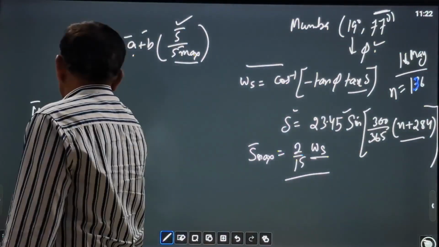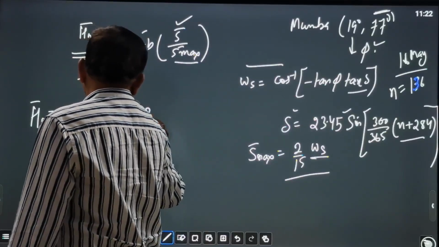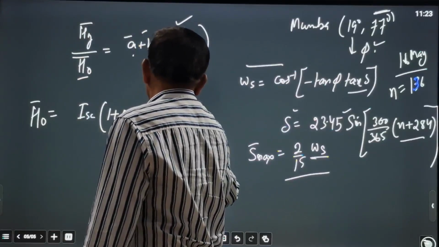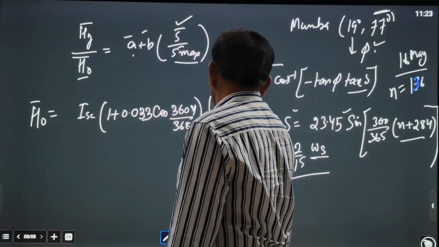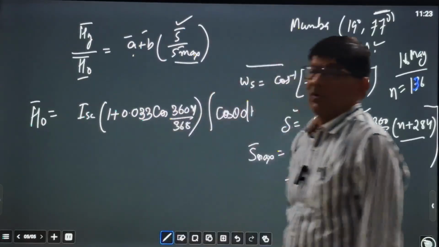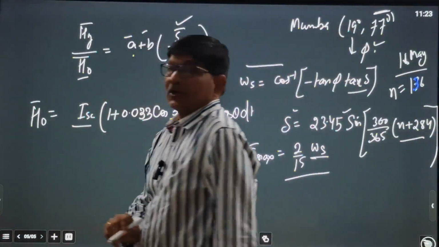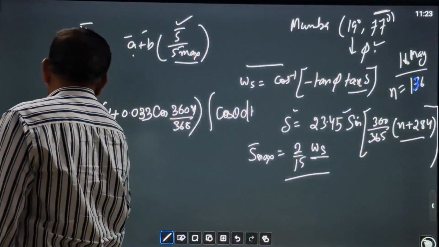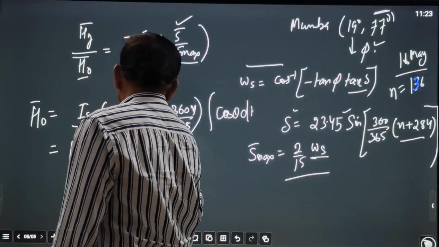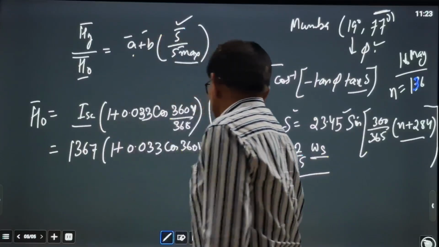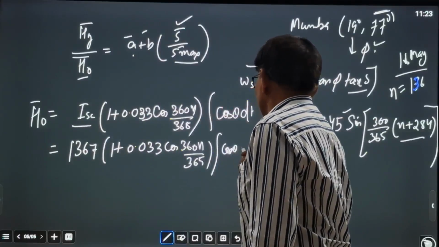Ho equal to Isc times (1 plus 0.033 cos 360 n upon 365) into the integration of cos theta over the whole day. So this is the equation by which we can find out Ho. Isc is the solar constant, and the value of Isc is 1367, and 1 plus 0.033 cos 360 n upon 365 and cos theta integration dt.